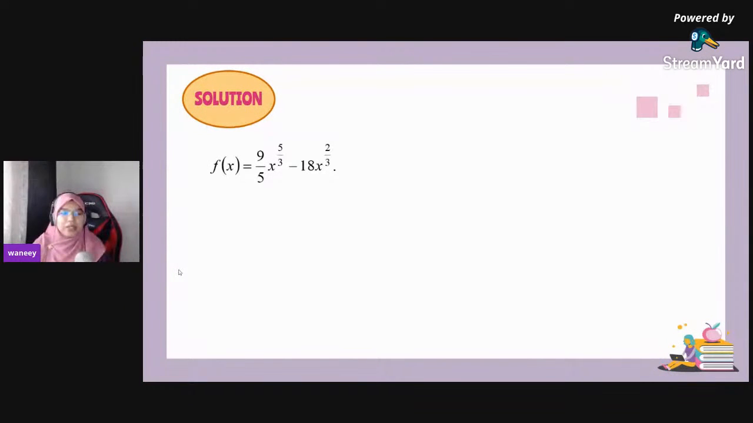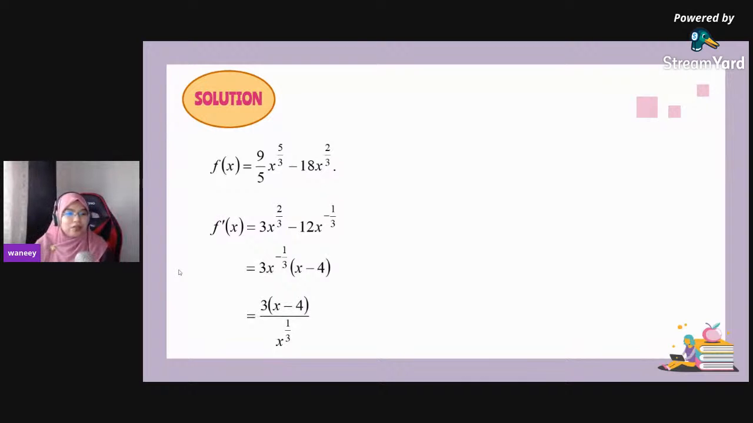Okay, so f(x) is 9 over 5, x to the power of 5 over 3, minus 18, x to the power of 2 over 3. Do make sure to use the power rule for them. So f prime of x is 3x to the power of 2 over 3 minus 12x to the power of negative 1 over 3.